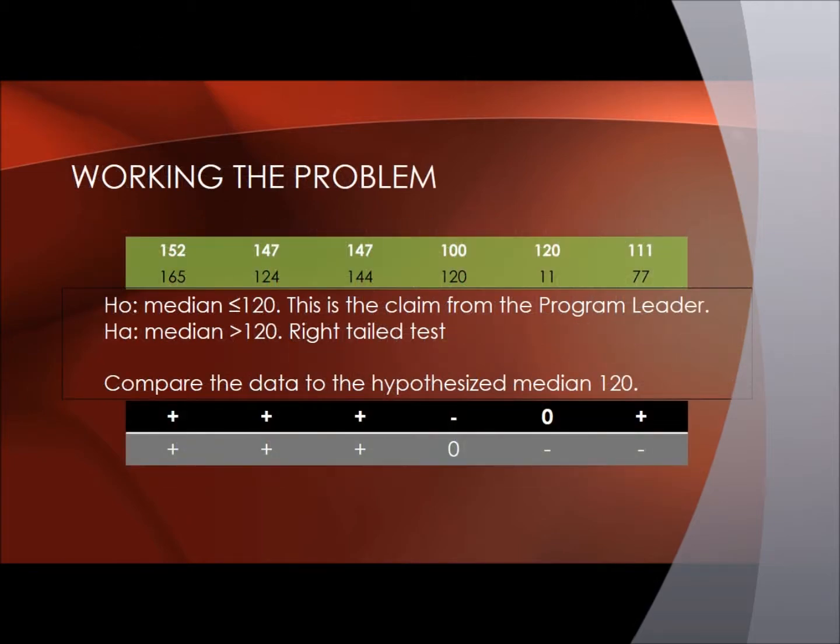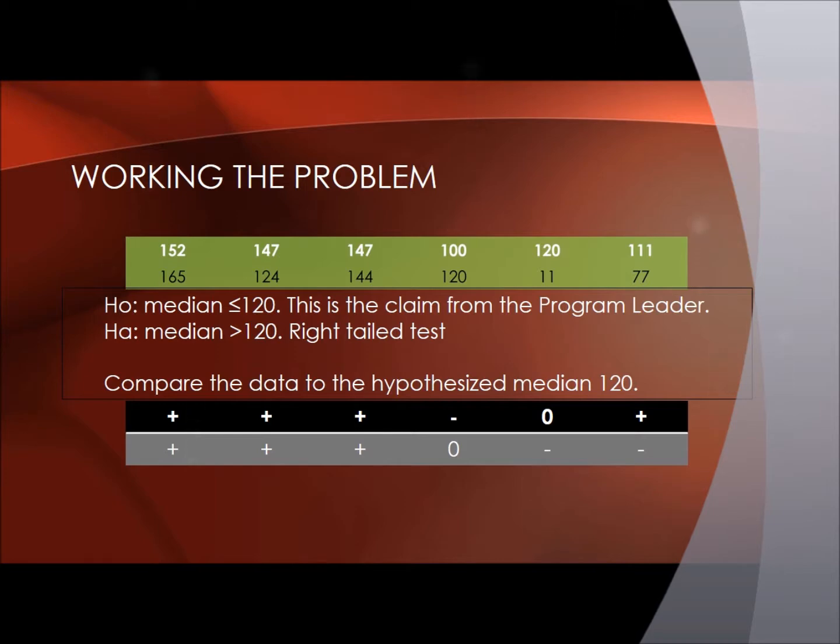Now we're going to break down the information that we know, which is the participation of the youth at the 4-H camp each year, randomly selected. The null hypothesis says the median is less than or equal to 120. This is the claim that was formed by the program leader. The alternative hypothesis says the median is greater than 120, which would make this a right-tailed test. And we're going to compare the data to the hypothesized median of 120.